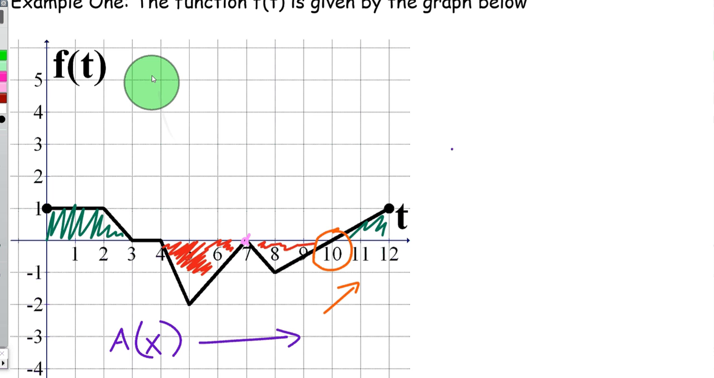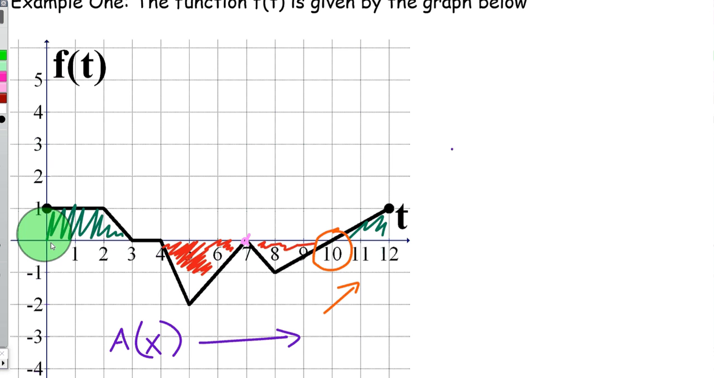Just to reiterate, we have f of t, here's the graph of f of t, and we're defining A of x to be the area under the graph of f of t, or between the graph of f of t and the t-axis, from 0 to x. So for example, we can see that the area from 0 to 1 is 1, right? It's a 1 by 1 block.